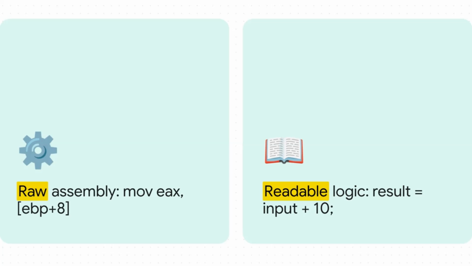On the left, raw assembly. You have to think about moving data into the EAX register, adding 10. It's super tedious. But Hex-Rays instantly transforms that into readable logic. Result equals input plus 10. It takes those complex machine-level operations and turns them into logic you can actually read and understand in a second.